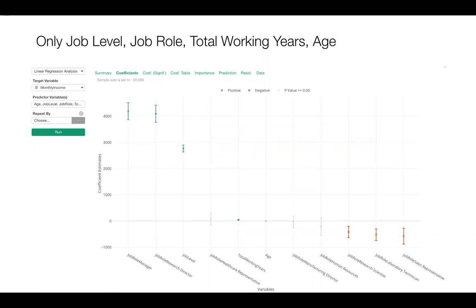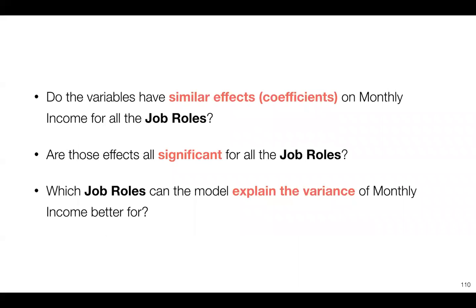So far, we basically ended up with these 4 variables in order to explain the changes in monthly income, right? So now here are the questions. Do these variables have a similar effect on monthly income for all the job roles, the category, like a sales executive or an HR or research director and so on? Let's say, the working years effect or job level effect. And if there are effects, are those effects significant for all the job roles?